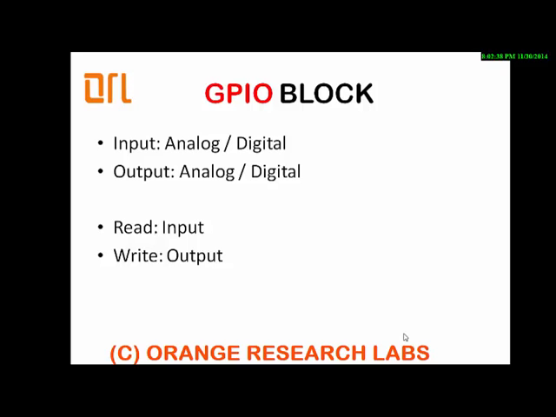When you talk about reading and writing, when it is input, you can read the data from the input peripheral, but you can't write the data into the input peripheral. When you are interfacing an output peripheral, you always write some data into the output peripheral, but you can't read the data from the output peripheral. Read action is required when you interface an input peripheral. Write action is required when you interface an output peripheral. Clear?